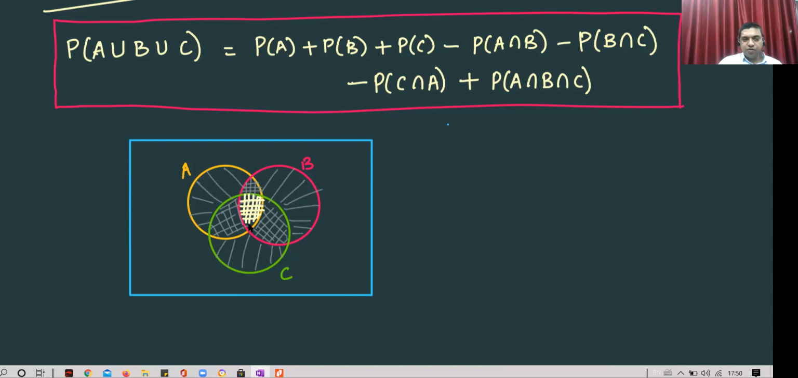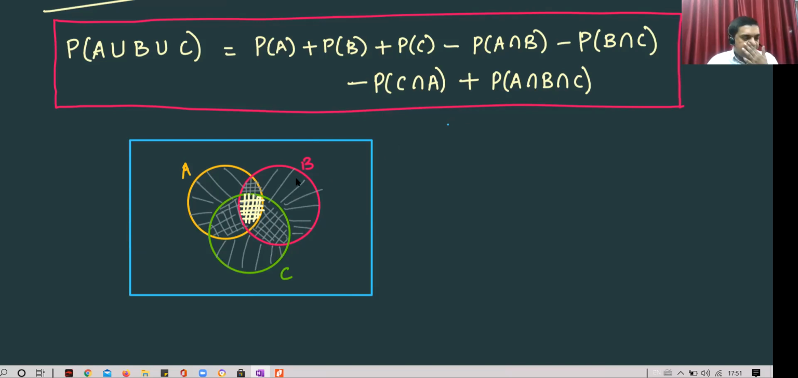Come to the interior portion. This region was counted thrice earlier, along with A, along with B, along with C. Now when we are removing, we have removed it thrice, by including it in A intersection B, in A intersection C, and in B intersection C. So it has been removed thrice, but we have to count it once. That's why plus.